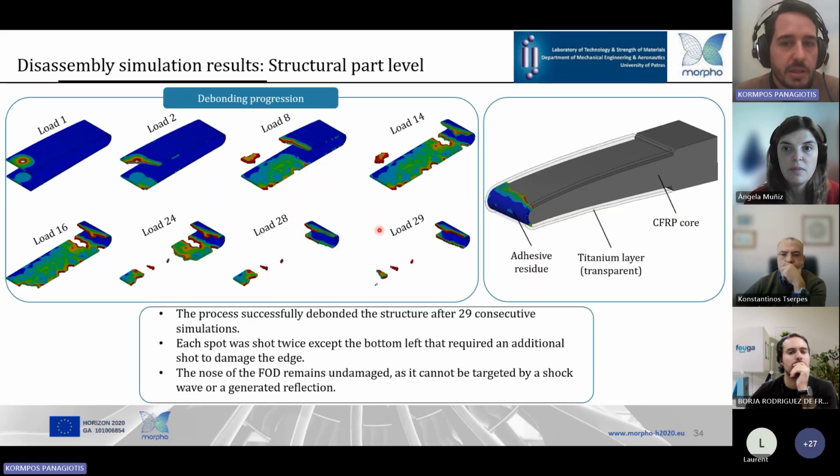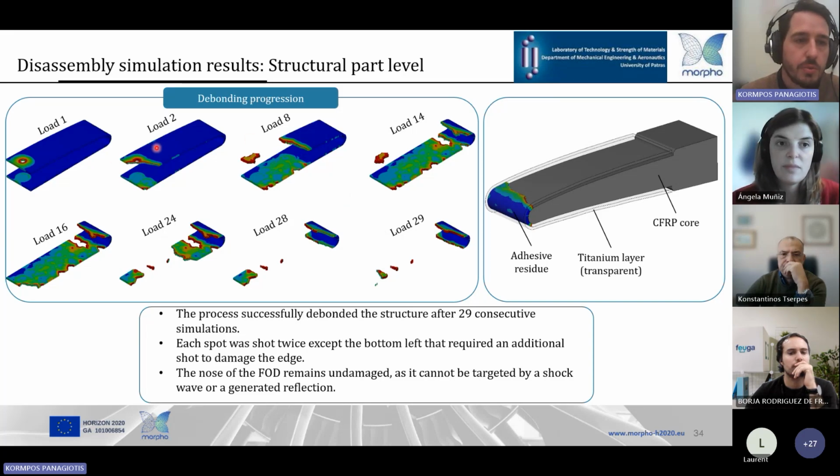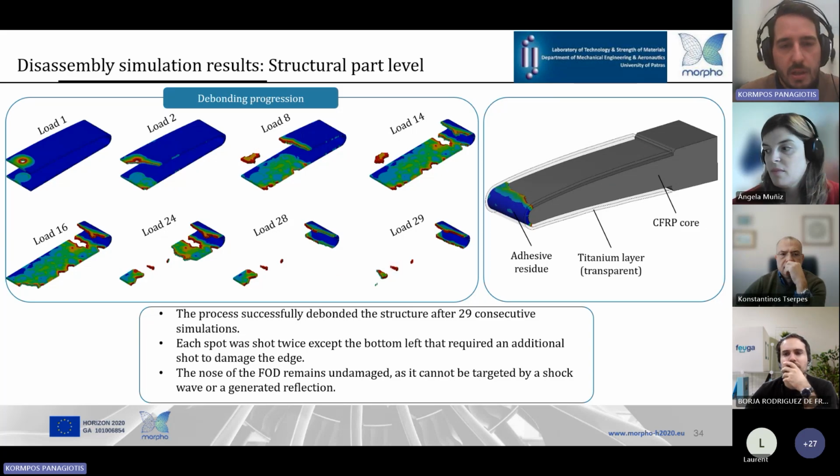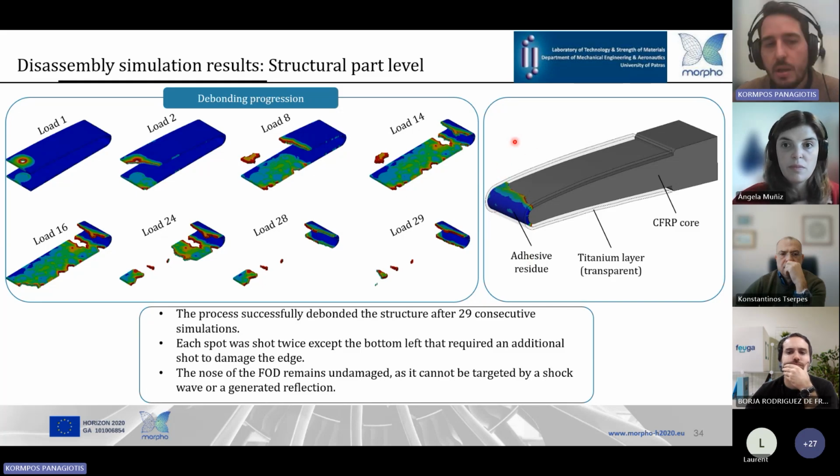And applying the findings of the process definition simulations, the complete debonding of the FOD strip was achieved. And the figure here shows the cohesive zone of the panel that is gradually eroding. First the upper interface, followed by the bottom interface. And this is the final structure where some residual adhesive can be observed at the tip of the structure. This cannot be targeted by the laser shock.